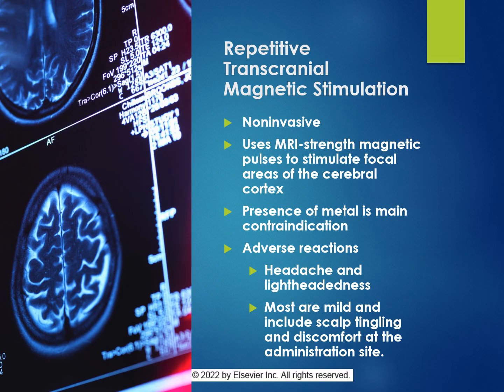Repetitive transcranial magnetic stimulation. It's a non-invasive treatment where magnetic pulses stimulate areas of the brain involved in the mood. It uses the MRI strength magnetic pulses to stimulate focal areas of the cerebral cortex. Presence of metal is the main contraindication, and adverse reactions include headache and lightheadedness.